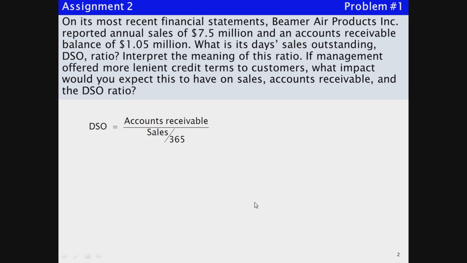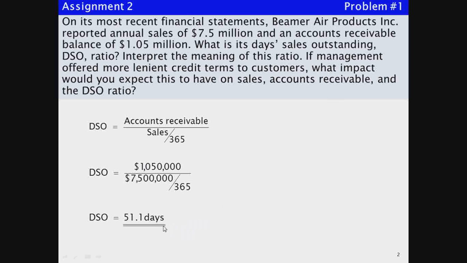Okay, well the ratio is computed by taking accounts receivable and dividing by sales per day, sales over 365. The accounts receivable was given as $1,050,000. The sales, $7.5 million for the year. We divide that by 365, the sales figure, and we get a DSO of 51.1 days.